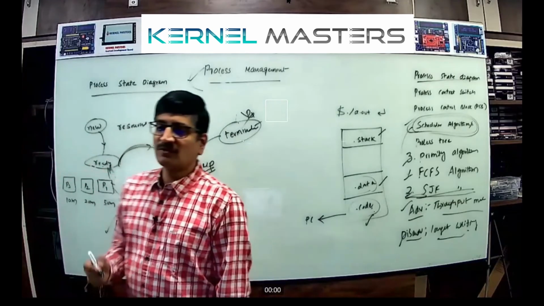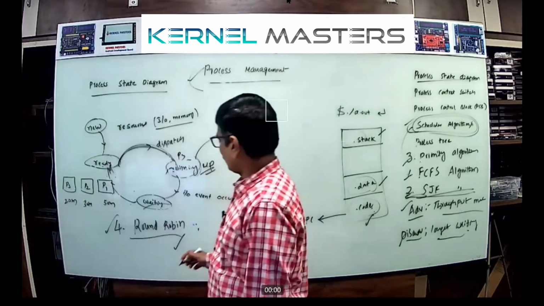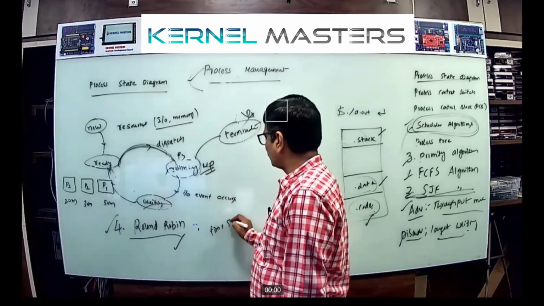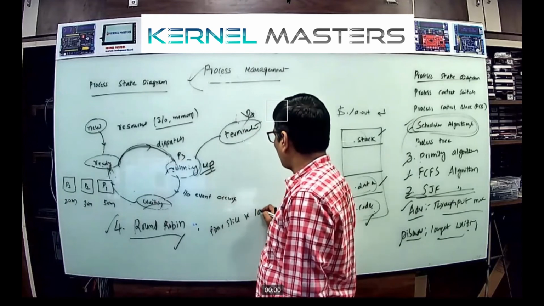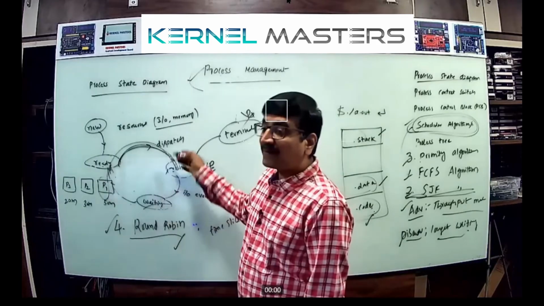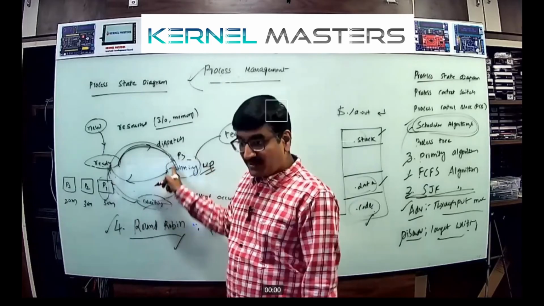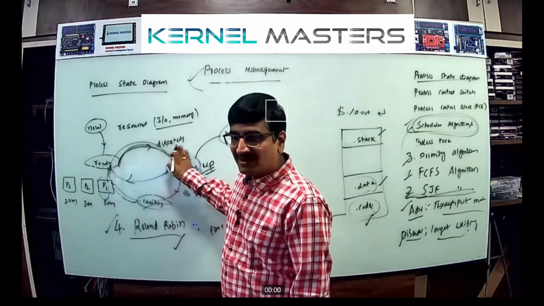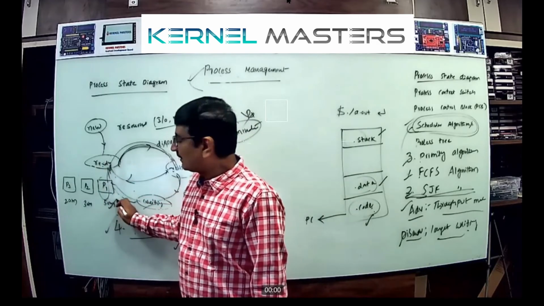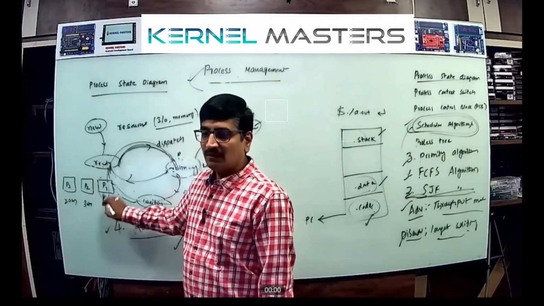Here, for example, 30 milliseconds, here 20 milliseconds. The time slice is 10 milliseconds only. Assume 10 milliseconds. First P1 is assigned, and after 10 milliseconds there is preemption. The P1 goes back after 10 milliseconds. Because P1 actually needs 50 milliseconds, 10 milliseconds is over, then 40 milliseconds remain. Again it goes back, and next P2 is assigned.